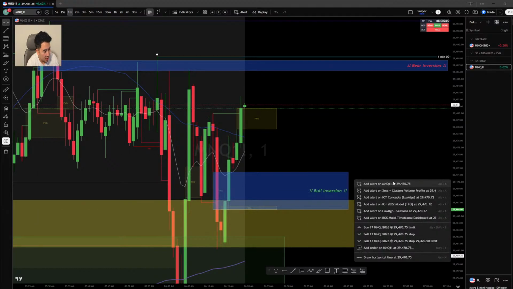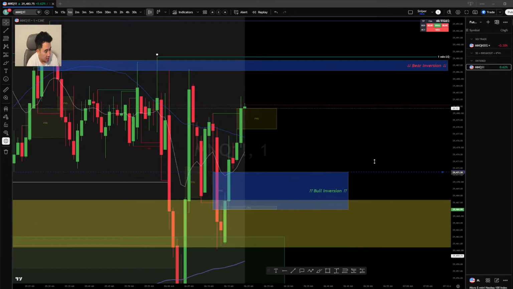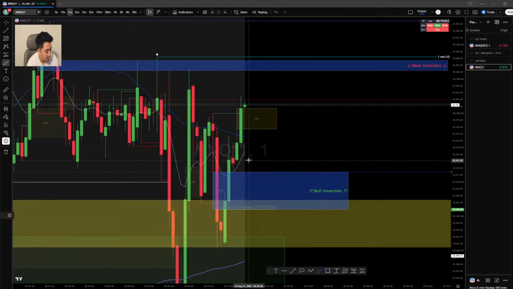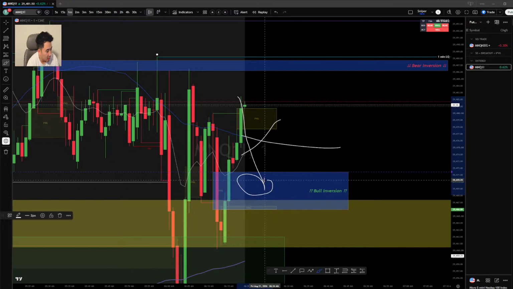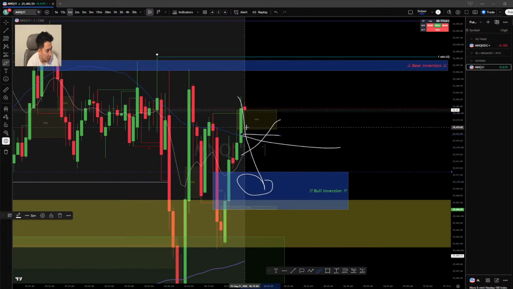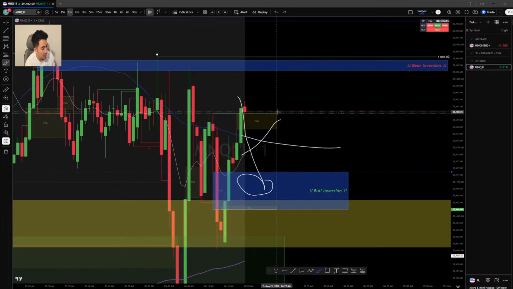I'm just going to put an alert here, in case it pulls back. I just want to make sure these cross over, and then if it pulls back, we'll enter. If it pulls back, we have to enter above that. That's amazing there.